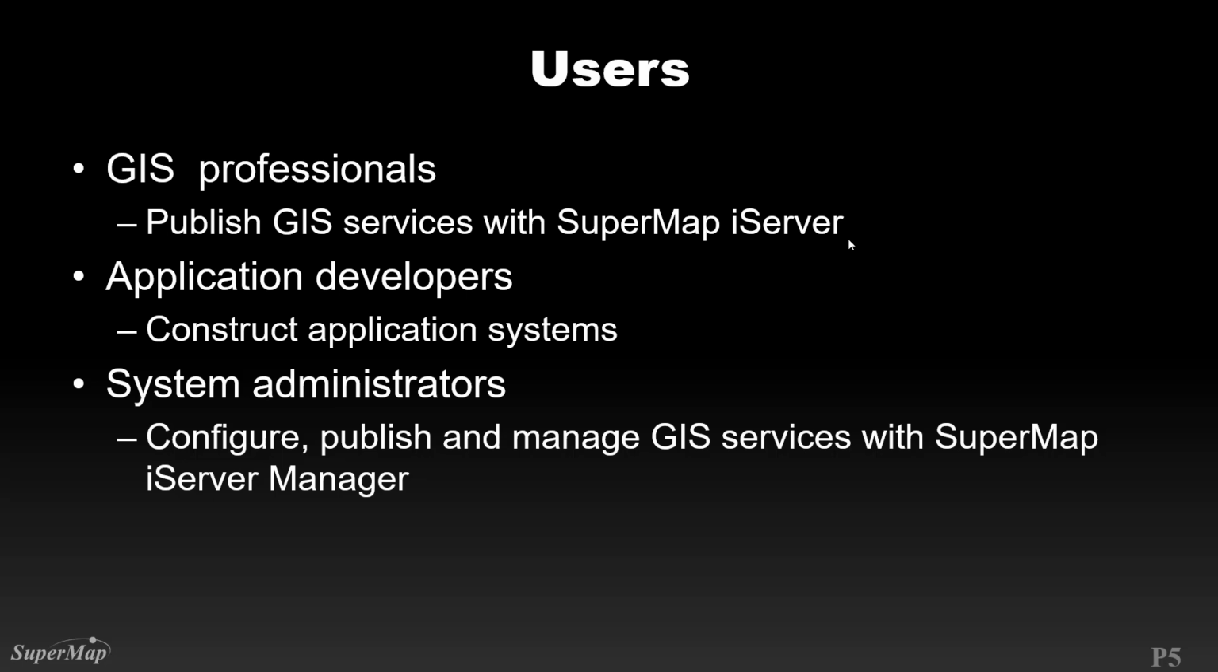Next, let's take a look at the users of SuperMap iServer. SuperMap iServer offers enterprise GIS application solutions, from development, configuration, and deployment to system publishing. SuperMap iServer targets different levels of users. First of all, GIS professionals can use SuperMap iServer to publish instant services, including publishing, editing, and sharing history data, publishing and sharing GIS functions such as special query and analysis, aggregating services published by other GIS professionals, and so on.